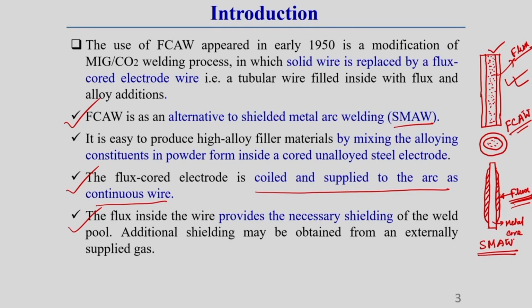Sometimes we can use some extra shielding for advanced types of application, especially for thick sections, where more shielding is required. There we can use an extra shielding gas supply arrangement, which will provide extra shielding gas, which will help, along with the gases from the flux burn, to protect the weld pool from atmospheric contamination.